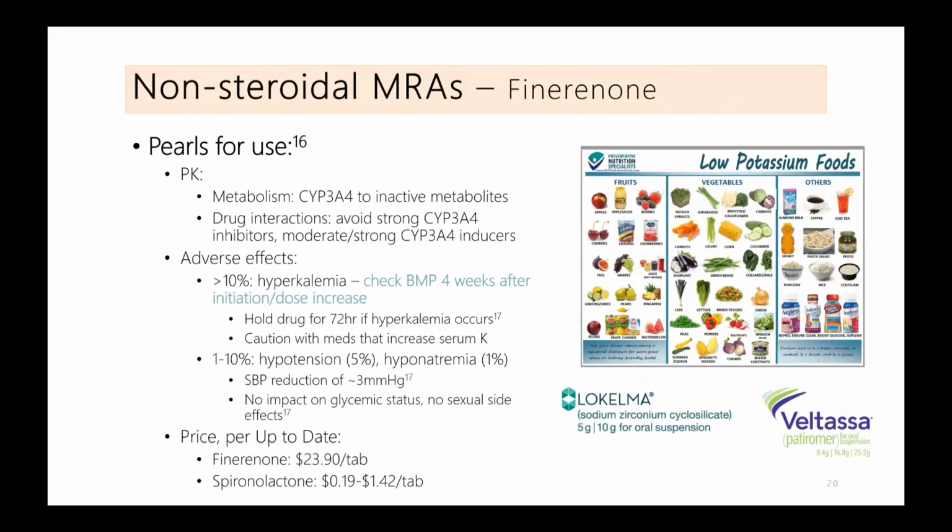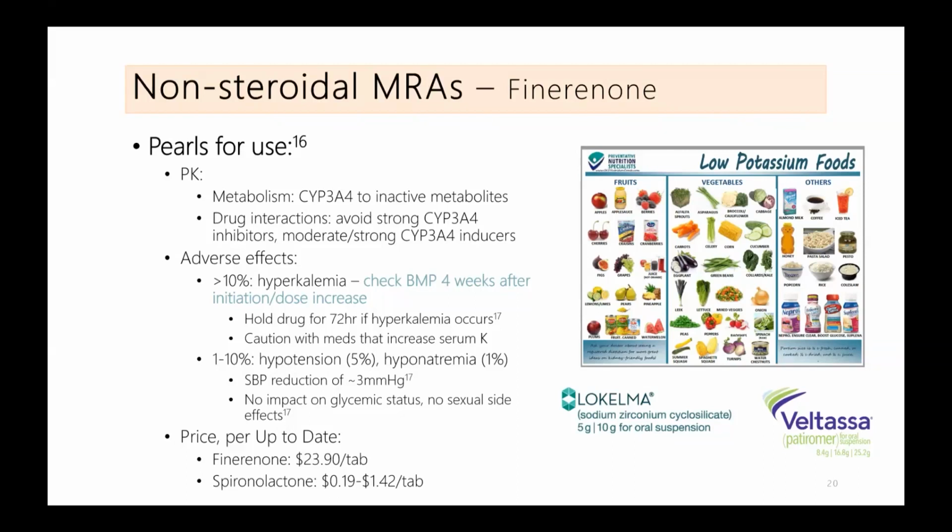If hyperkalemia does occur, a hold of 72 hours of the finerenone would be recommended and is often appropriate given the medication's half-life. And then here I wanted to briefly mention that the KDIGO guidelines actually recommend that for people on a therapy that modulates CKD progression, like an ACE inhibitor or an ARB, or the other therapies that I've talked about already, who experience hyperkalemia, try potassium management strategies like a low potassium diet or potassium binders before decreasing the dose of the medication that modifies the CKD progression.